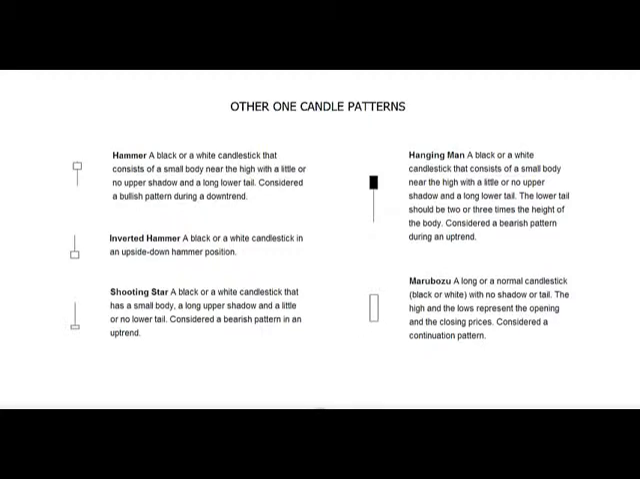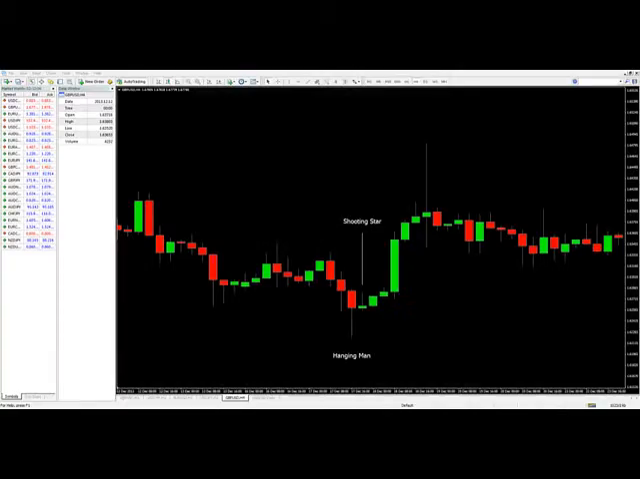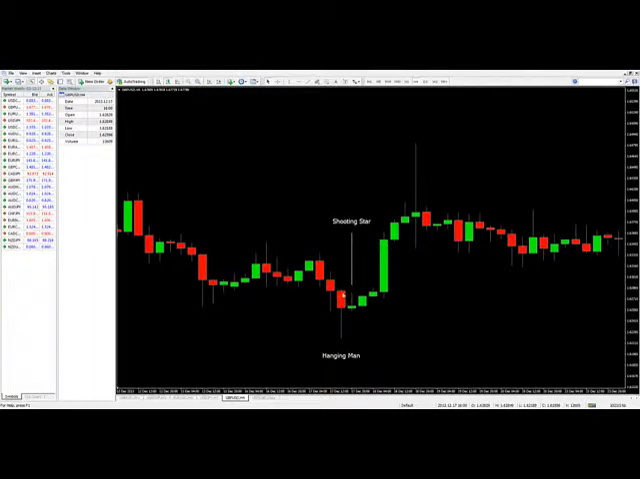Okay, let's take a look at a couple of these in action before we move on to a couple of multiple candle patterns. Now here's an example of two actually right next to one another. We have a hanging man, which is this one here, this red candle. We have a shooting star, which is this green candle. Now if you remember, a hanging man basically has a very large body at the top and then a long wick downwards, okay? And this is basically signifying in a downtrend the end of the downtrend, okay?